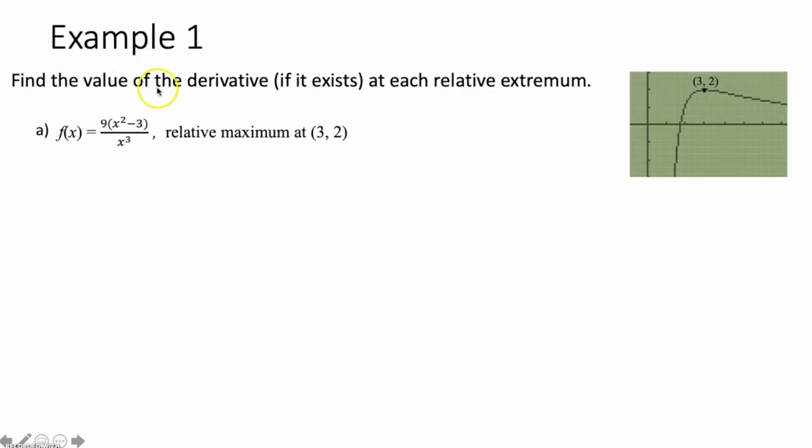It's example time. Now example 1 says find the value of the derivative, if it exists, at each relative extremum. So here we have a function and we have a point at which the function has a relative max or min.